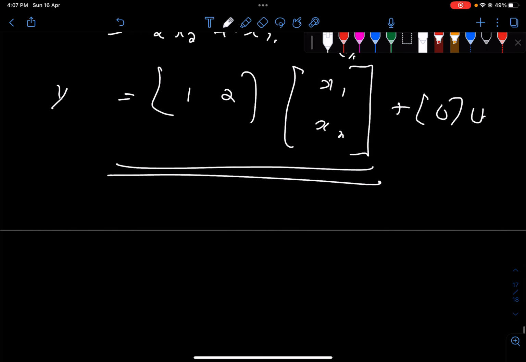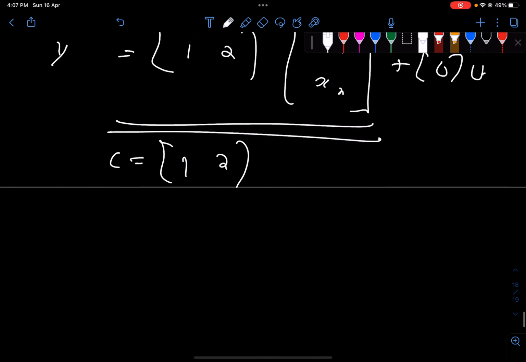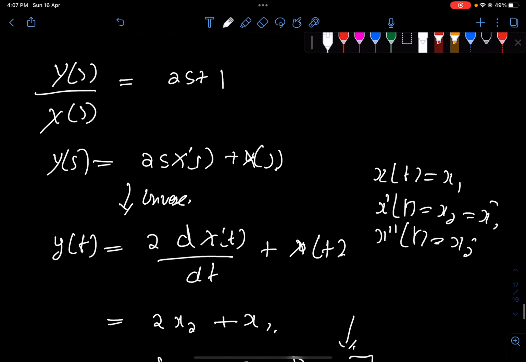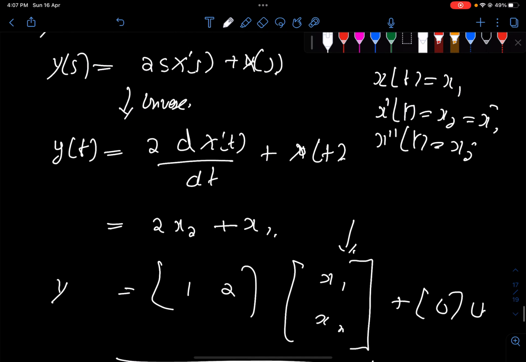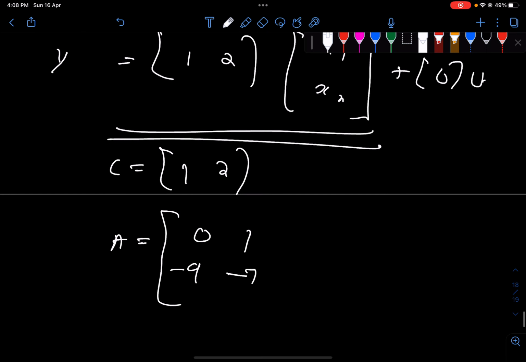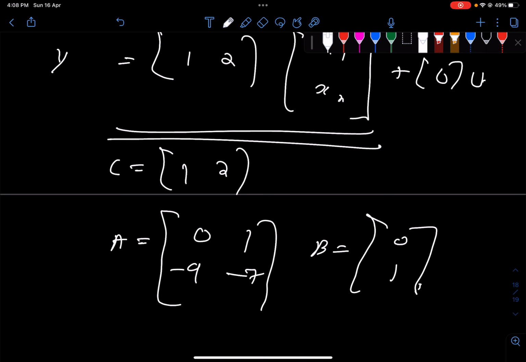So our C is nothing but 1 2, and our A, from the earlier case, looks like 0 1 minus 9 minus 7, and B is just 0 1. Hope you guys understood. And this is a tutorial sheet problem. So now you are experts. Transfer functions having both numerator and denominator, you are quite expert in that. Okay.